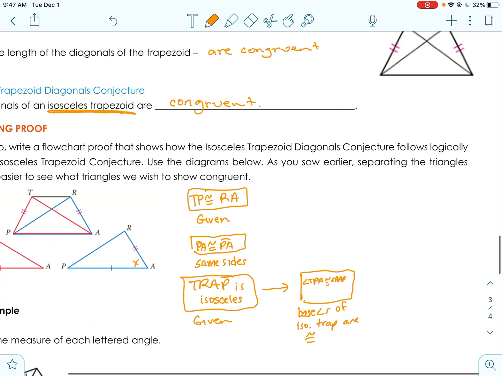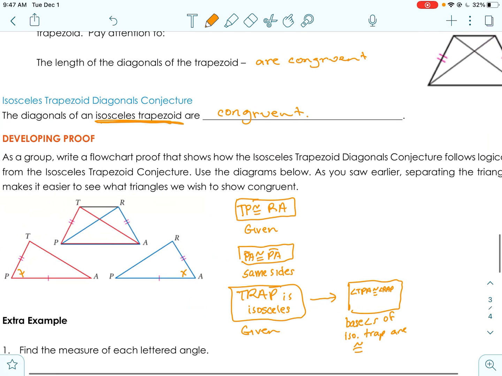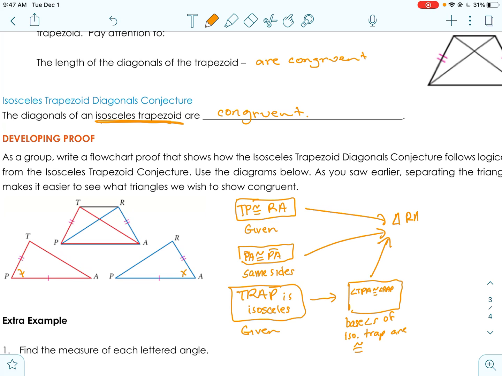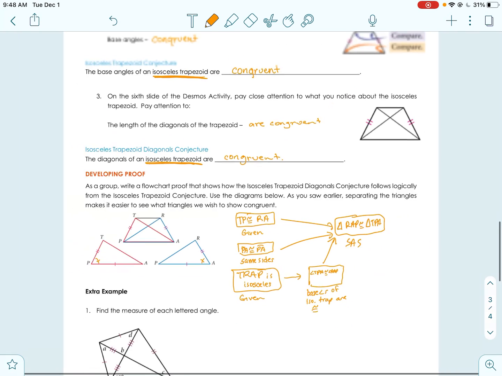Now that we have that those two angles are congruent, we have a side-angle-side congruency. So we can now say that these three things lead to us being able to say triangle RAP is congruent to triangle TPA, and that would be side-angle-side congruency.